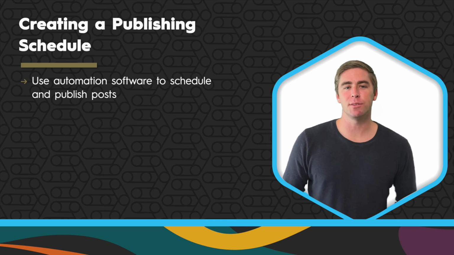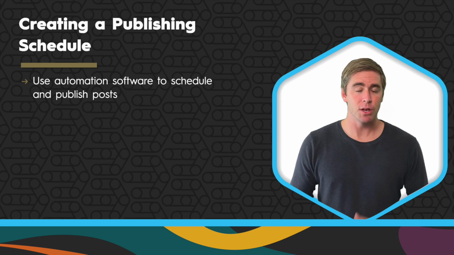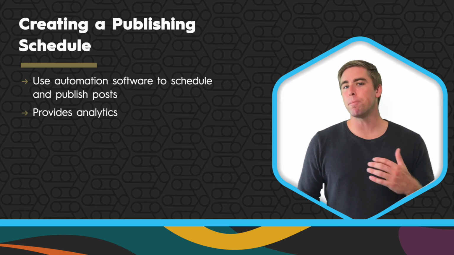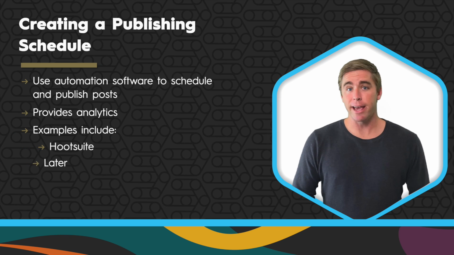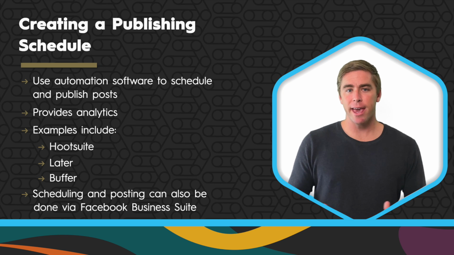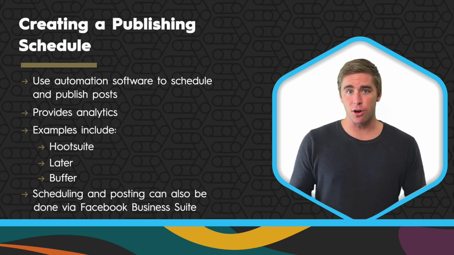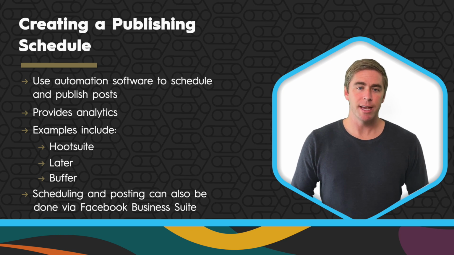There are many types of software available that make automating and scheduling your social media posts quite simple and offer detailed analytics. Some of the more popular ones offer basic free versions, including Hootsuite, Later, and Buffer. Scheduling and cross-posting to Instagram can also be done via the Facebook Business Suite, provided your profiles are connected. Taking advantage of these publishing automation tools can increase your efficiency and effectiveness.